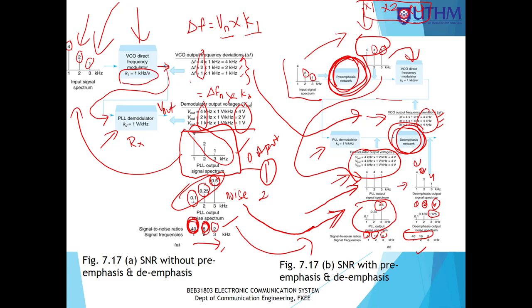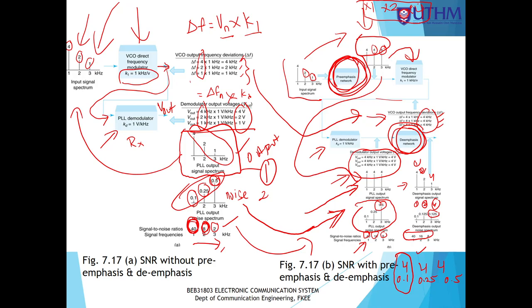Okay, and if we calculate the SNR, so the signal level is 4. So you see that we have 4 volt, 4 volt, and 4 volt. And the noise level is 0.1, 0.25, and 0.5. And if you calculate the SNR, you're going to produce three values of SNR. First SNR at 1 kilohertz, which is 4 divided with 0.1. We're going to produce SNR1 equal to 40 at 1 kilohertz.